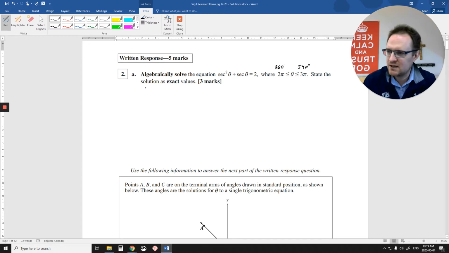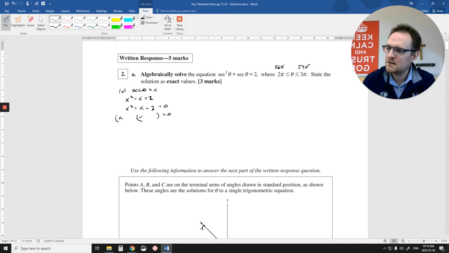So I'm going to try to solve this algebraically here. And to solve this algebraically, I'm going to set up a let statement here. So I'm going to replace all my secants with x's. So I'm going to get a statement that says x squared plus x is equal to 2. So x squared plus x minus 2 is equal to 0. And then I'm going to factor this out.